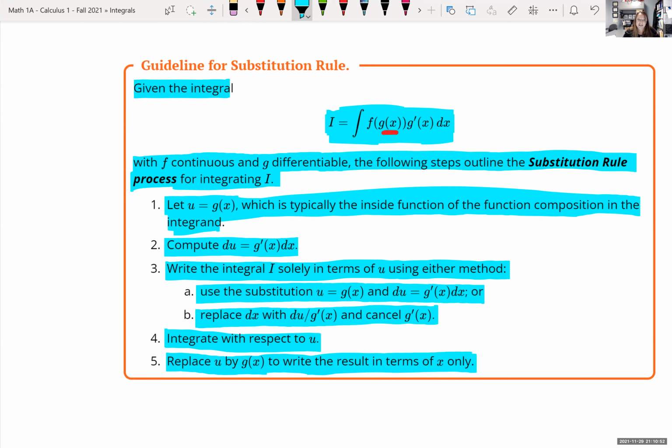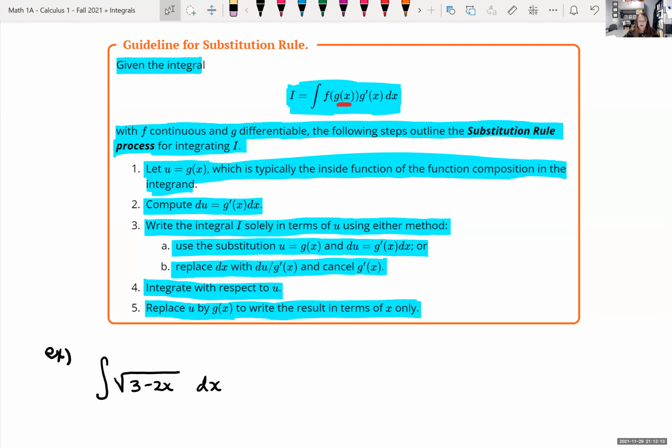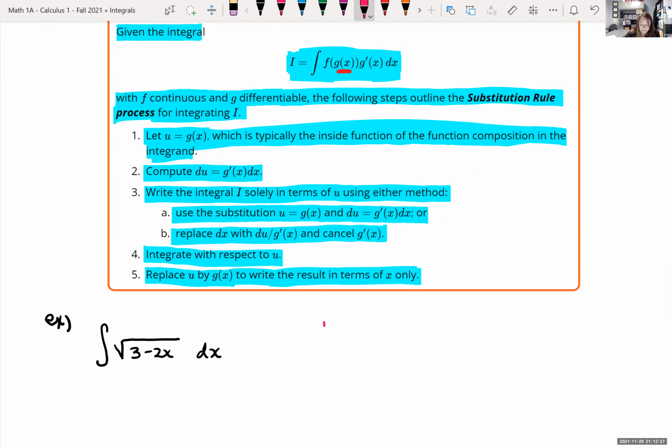Okay, so a lot of it is just practice. Also, you're choosing something for u that when we go back and plug it in, we know how to take the derivative of. Or not the derivative, the antiderivative. Okay, so we're looking at the integral of the square root of 3 minus 2x dx. Notice that we don't know how to integrate that. But if we choose u to be what's underneath that radical, we know how to take the square root of u. So let u be that 3 minus 2x.